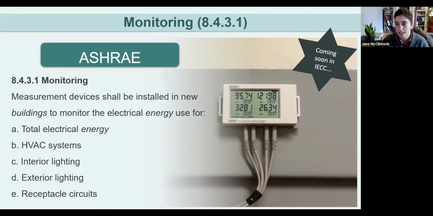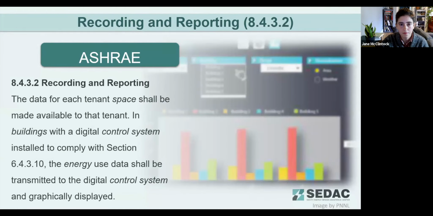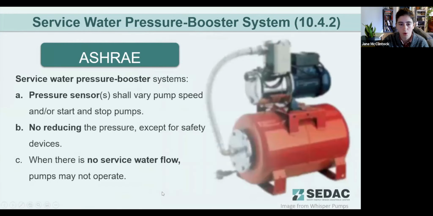So we flag this as a difference now, but we're going to come more into this with our new code cycle. Along with this monitoring, the code requires that we also do something with it. If you have tenant spaces in a building, it's necessary to record and report that energy use so that it can be understood. So there needs to be some kind of graphical display for that reporting.